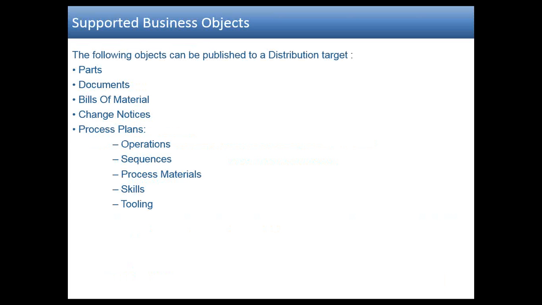These are the listed objects of Windchill which can be supported during integration with a distribution target. This we are going to discuss later. So Windchill parts can be supported, documents, the bill of materials, engineering change notices, and the objects of process plans like operation sequences, process materials, and skills and tools. These are the supporting objects during integration.